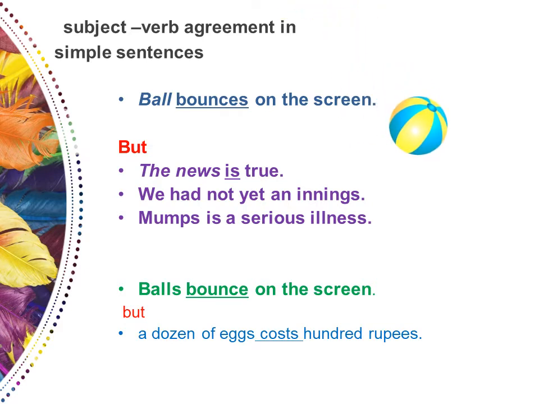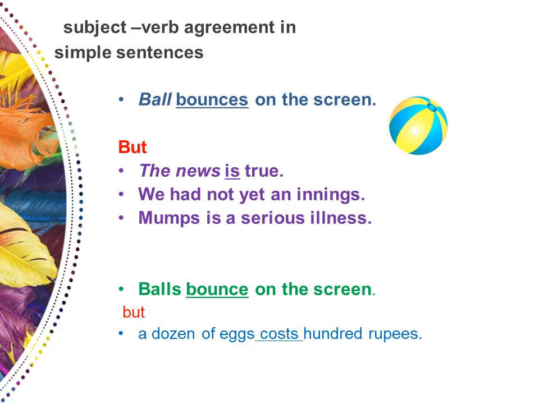As you can see, a ball bounces on the screen. Ball is a singular noun, and since it's singular, the verb should be written in the singular form, and hence we wrote it as bounces. We add an s at the end of the verb. Since this sentence is in simple present tense, we add either s, es or ies when we write the sentence in simple present tense if our subject is singular.